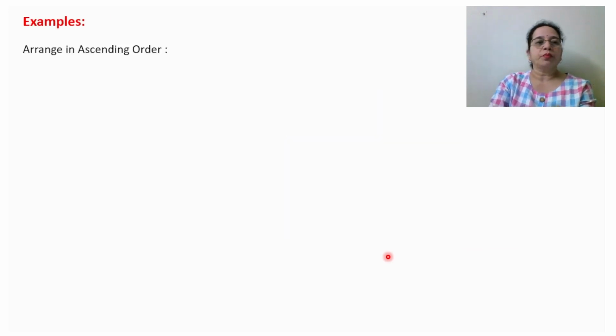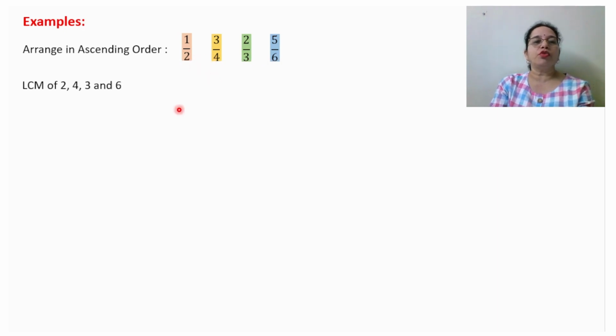Now arrange in ascending order. So these four fractions are given. You can see that the denominators are different. It means we need to take LCM of 2, 4, 3 and 6. The greater number is 6. So recite table of 6. 6 ones are 6, 6 twos are 12. 12 comes in table of 2 also, 4 also and 6 also. What does it mean? LCM is 12.